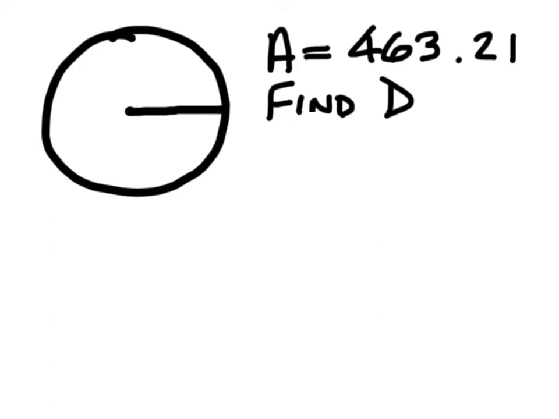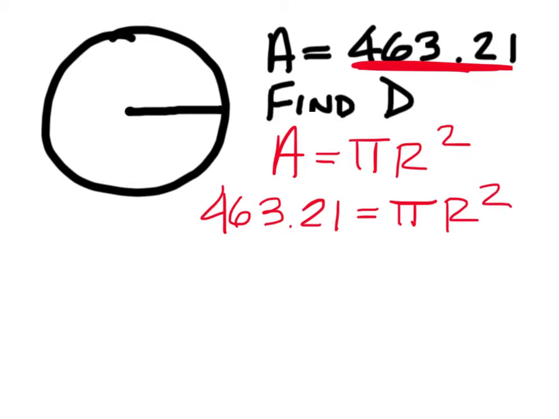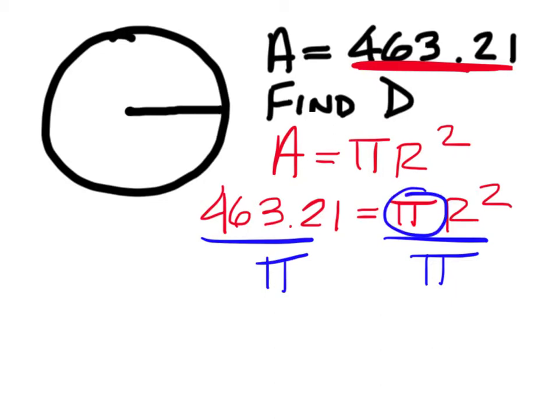In this problem, you're given the area and you have to find the diameter. The formula for area is A equals pi r squared. You're given the area, 463.21. So plug that in for A and set it equal to pi r squared. We want to get r by itself. And the first step to doing that is to divide both sides by pi, because that's what's with the r squared. And when you do that, they cancel out on the right, leaving you with r squared.